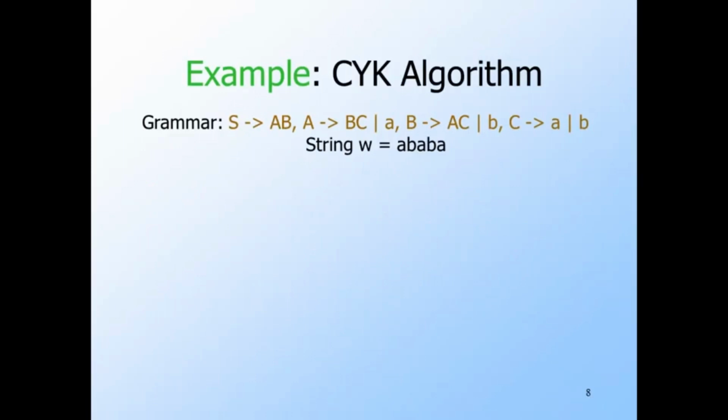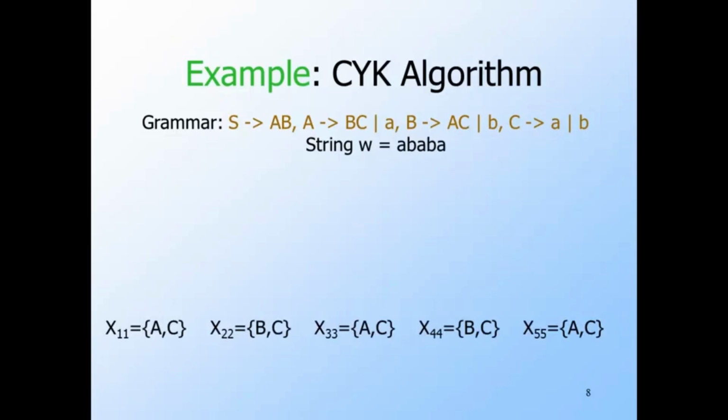We're going to do an example of the CYK algorithm. Here's the CNF grammar we'll use, and the input string w will be ABABA. It is of length 5, so we're going to compute sets of variables X_ij for i less than or equal to j, i greater than or equal to 1, and j less than or equal to 5. That's a triangular array.